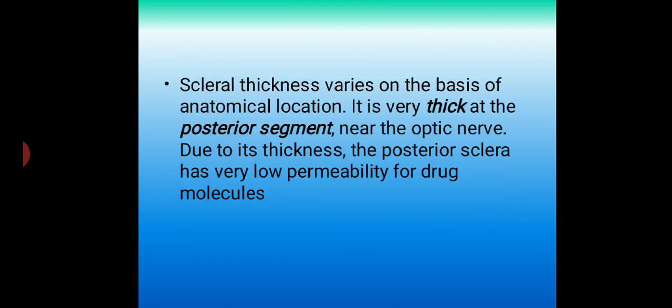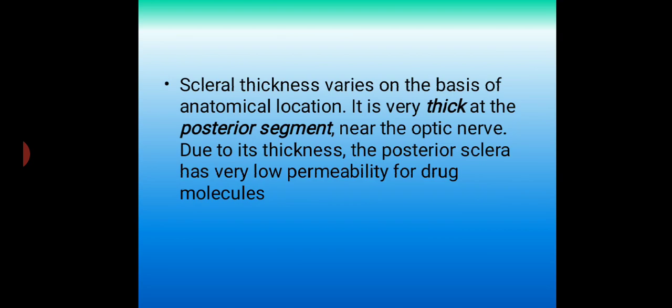The next factor that can affect the permeation is the scleral thickness. The thickness of the sclera varies from position to position. That means at various anatomical locations of our ocular eye, the thickness of the sclera varies.